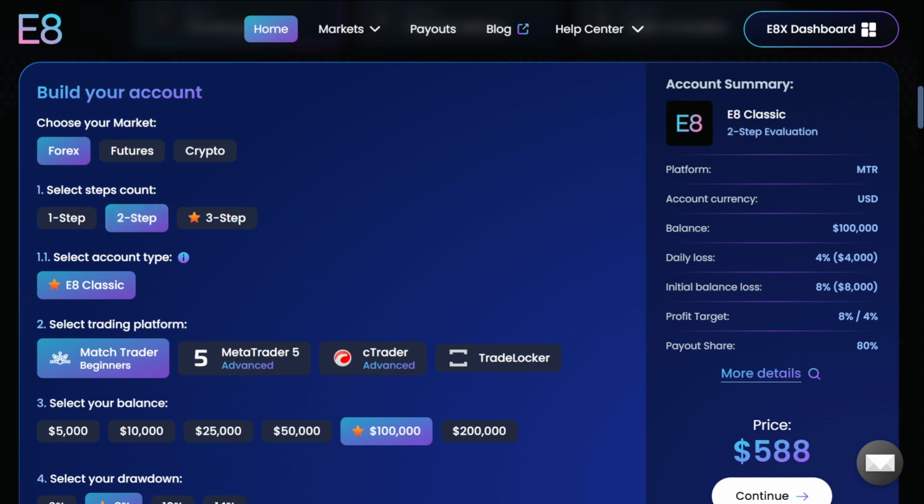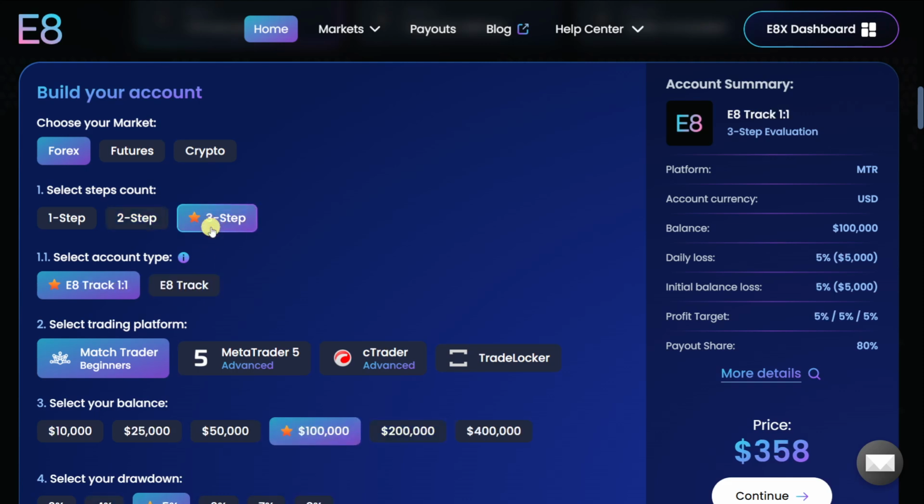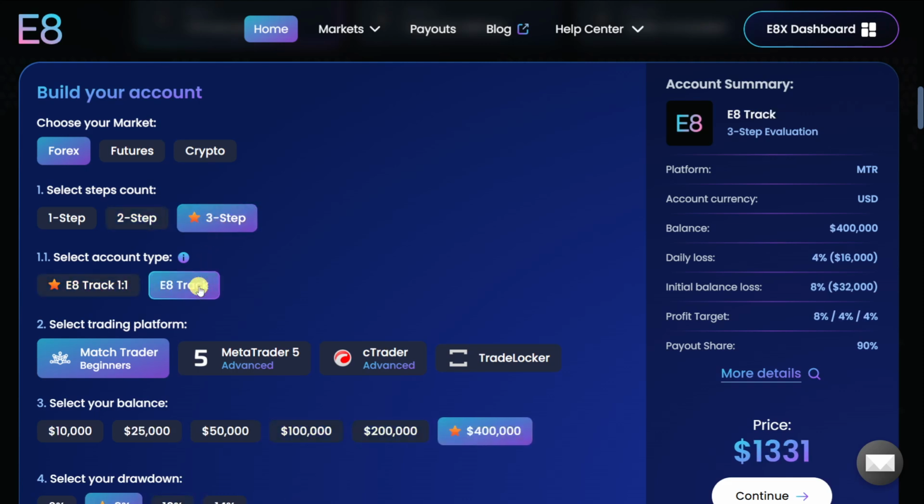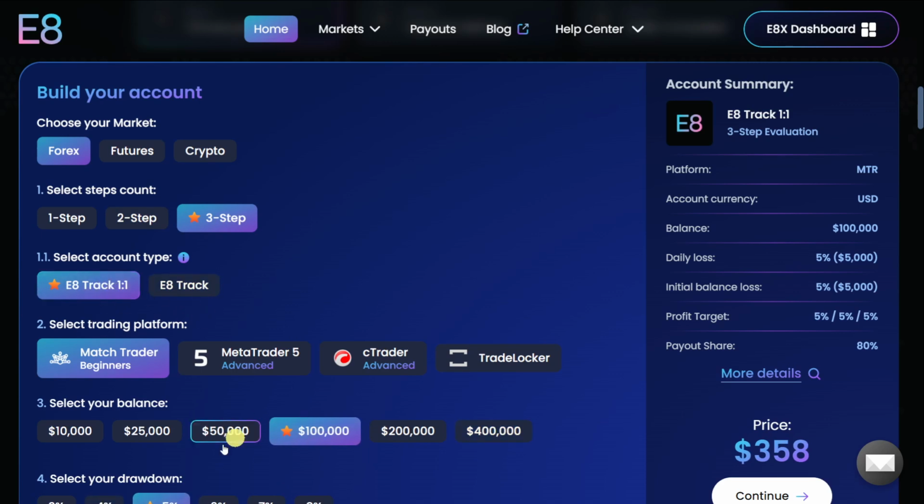And then when you go further, you're also going to have the EA track, where let's say you have 50k again, and you can have daily loss there, it increases initial balance loss too, and profit target 5%, 5%, 5%. And you can have a 3-step evaluation. So you can also customize it if you want to, but there you're going to have higher steps, also profit split, and it's changing the prices.